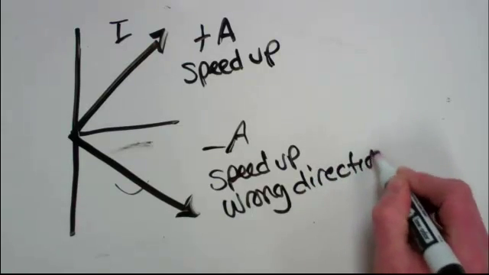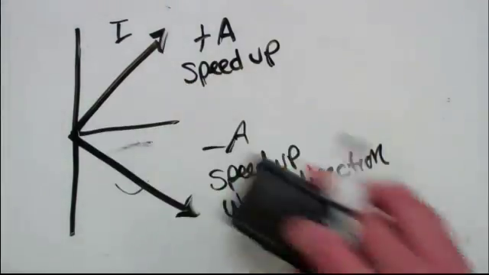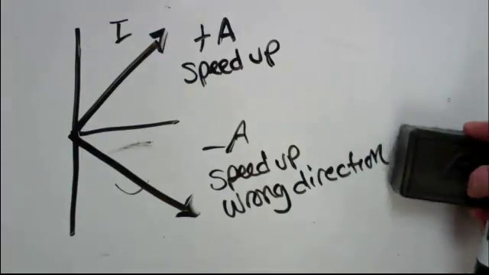Make sense? So both of these are showing me speed up. One's just speeding up in the correct direction, one is speeding up in the negative velocity, negative direction.